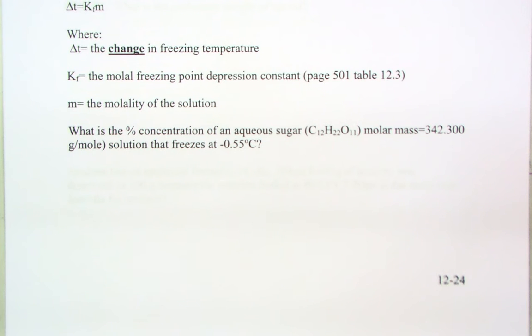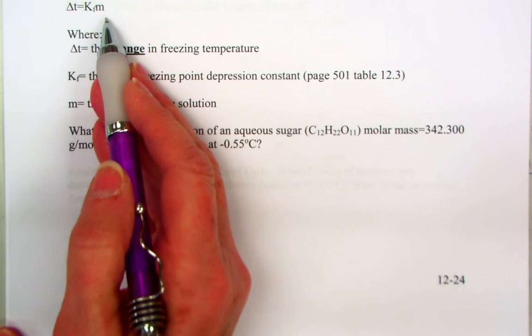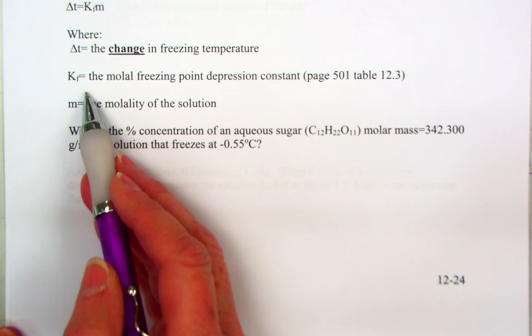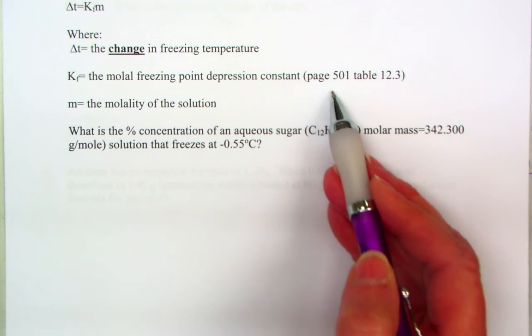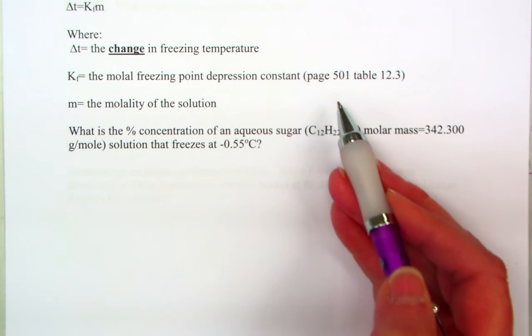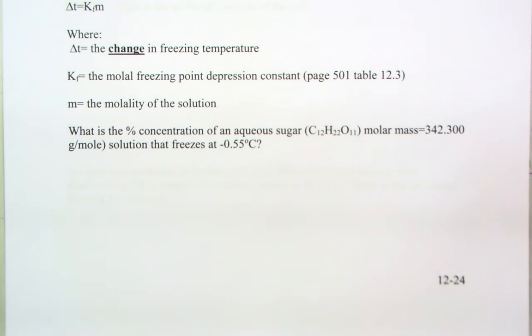If we look on page 1224, we look at this freezing point depression phenomenon. The change in freezing point, delta T, is K sub F times M, and M is the molality. K sub F is the molal freezing point depression constant. You can find this in your textbook on page 501, and I think I stuck it in the very last page of this chapter handout if you flip to the last page. M is the molality.